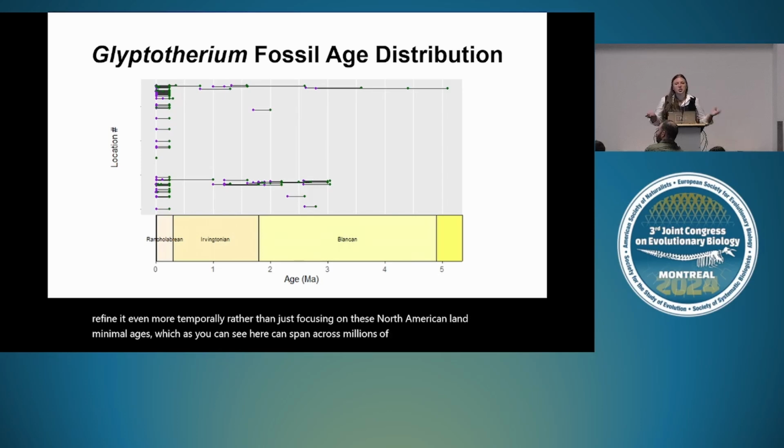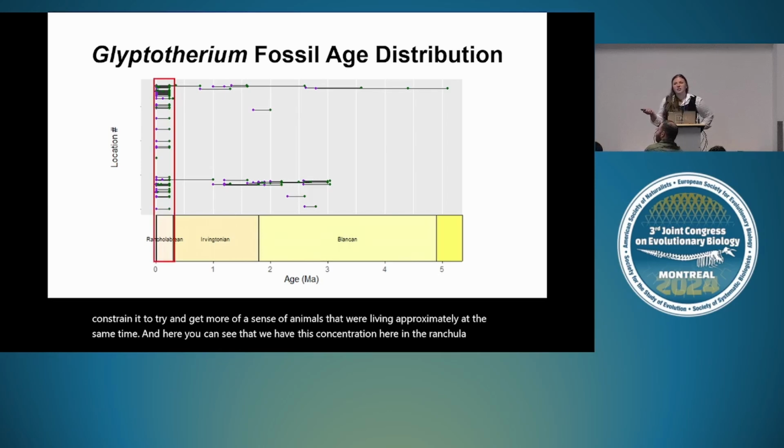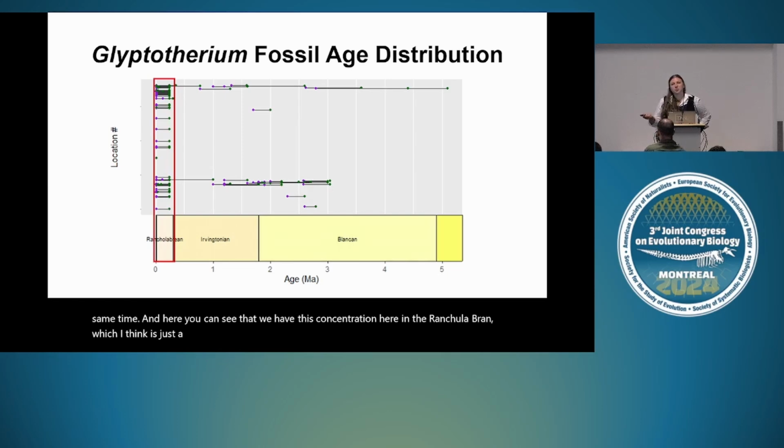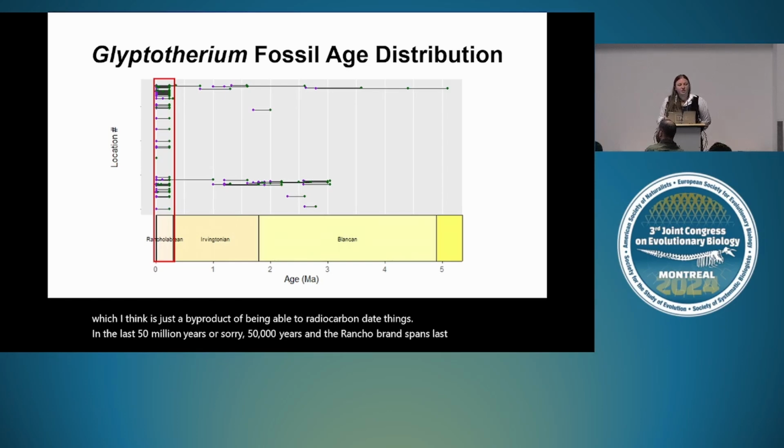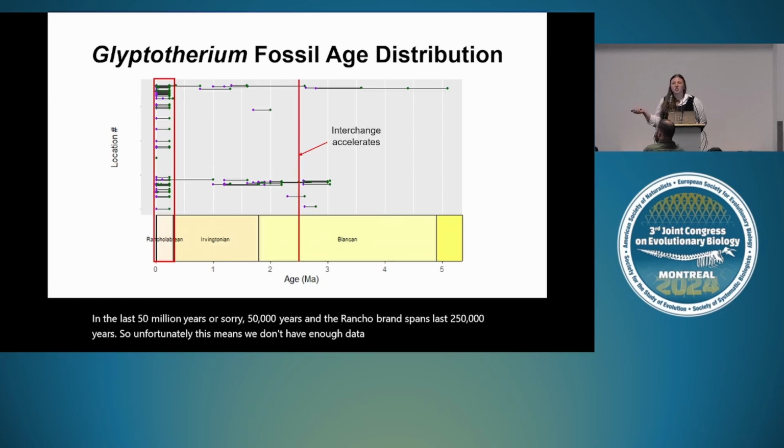I wanted to constrain it to try and get more of a sense of animals that were living approximately at the same time. And here you can see that we have this concentration in the Rancho La Brea, which I think is just a byproduct of being able to radiocarbon date things within the last 50,000 years. And the Rancho La Brea spans the last 250,000 years. So unfortunately, this means we don't have enough data from the interchange acceleration, but we can use hindcasting of our models to get back to that time period, which is what I'll show you in a bit.